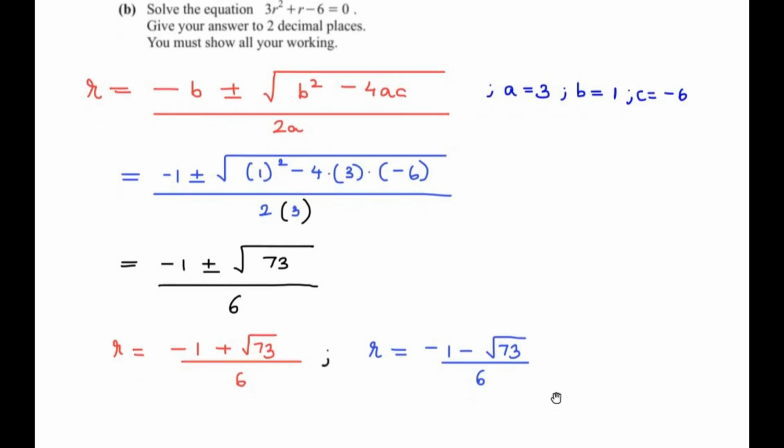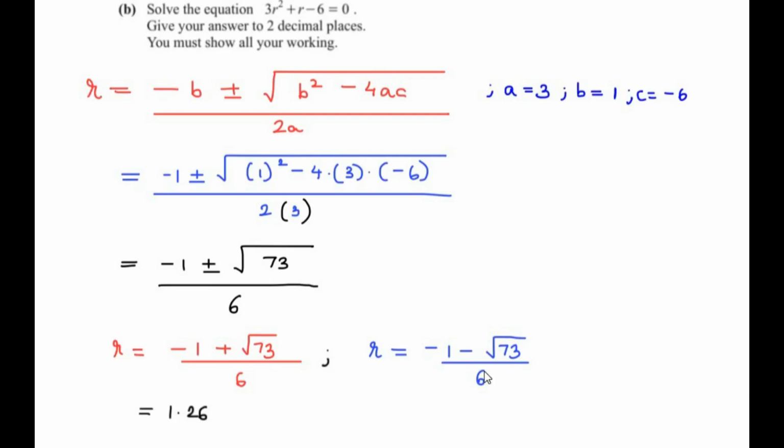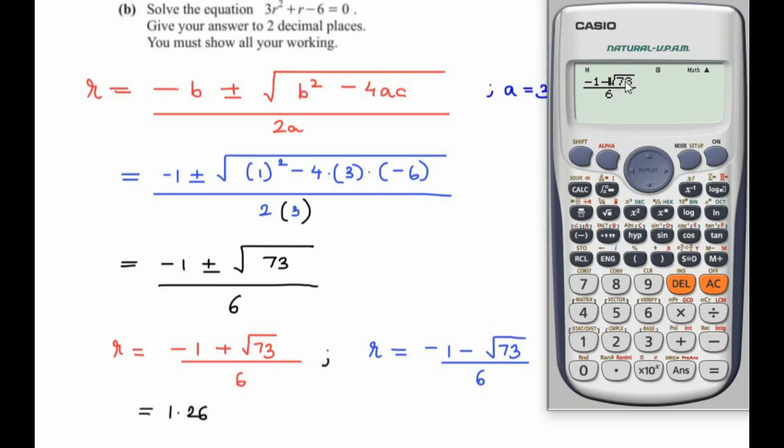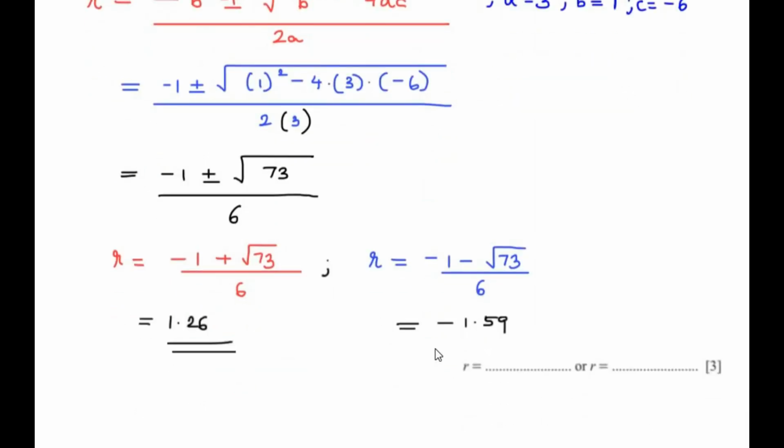Since we have to get the answer to two decimal places, let us check out the values on the calculator. So with the plus value we get 1.257. Since two decimal places are required, I'm going to round it off to 1.26. And for the negative value, let us check what value we get here. So -1 minus root 73 over 6 is going to be -1.59. So these are the two values of r.